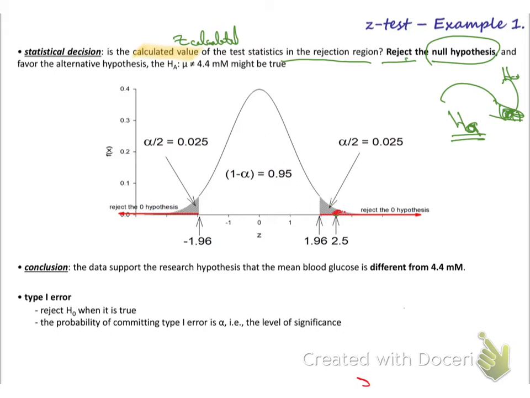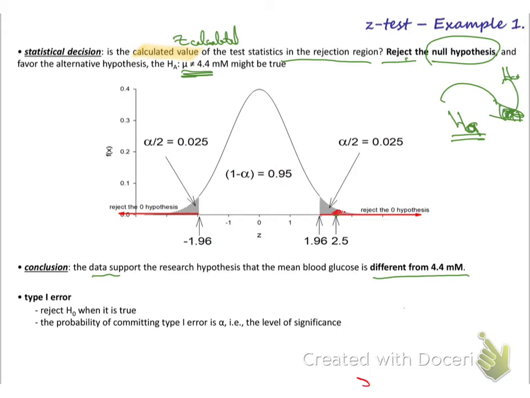The alternative was saying that it is not equal to, which matches with the physician decision. So the data which we have got support the researcher's hypothesis that the mean of the blood glucose is different from 4.4. So the case here is that we reject the null hypothesis if the alternative hypothesis is true.